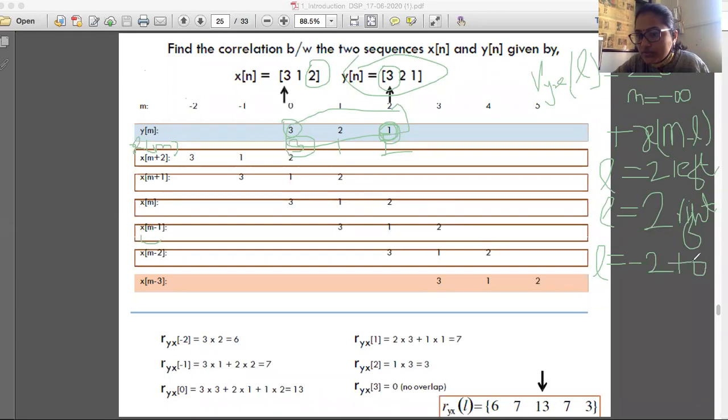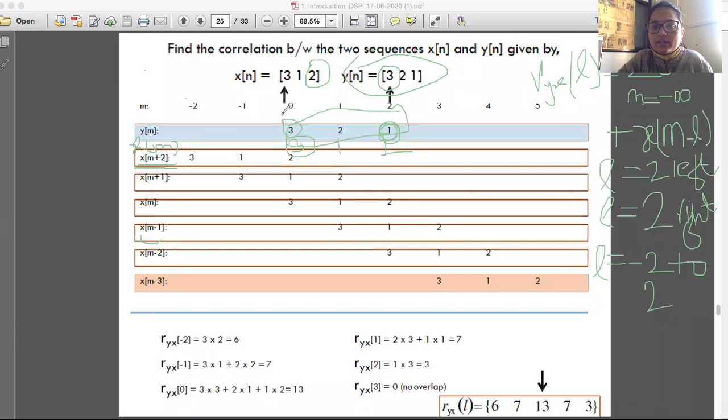The total shift of this sequence will be changing from -2 to +2. So first, if I'm shifting 2 units to the left, the value of L is -2. So minus becomes plus. This sequence is represented here as X of M minus of -2, so it is going to be plus. So here X of M plus 2. So the sequence is 3, 1 and 2.